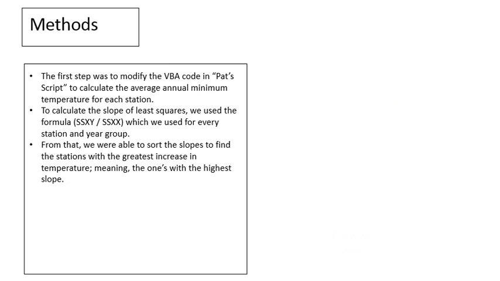So the method for solving this problem: the first step was to modify the VBA code and patch script to calculate the average annual minimum temperature for each station. Next, we had to calculate the slope of least squares, and we used the formula of SSXY divided by SSXX. A more in-depth description of what that is is in our Excel file. From that, we were able to sort the slopes to find the stations with the greatest increase in temperature, or just the stations with the highest slope. We used the filter function in Excel.